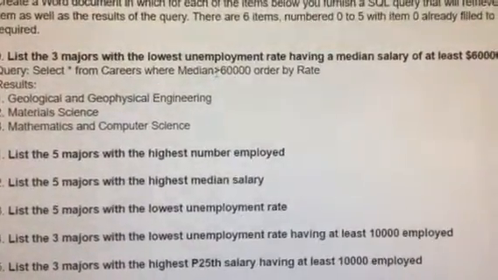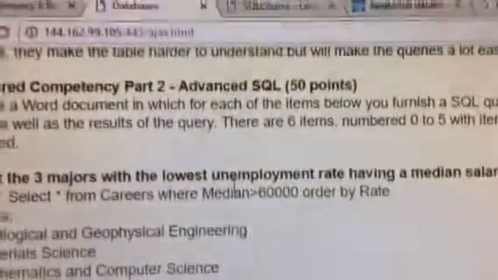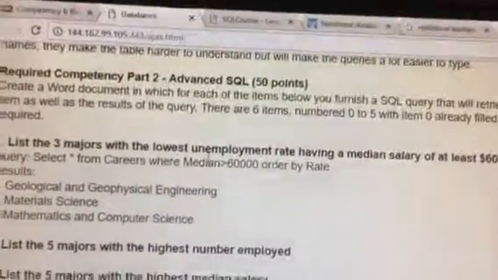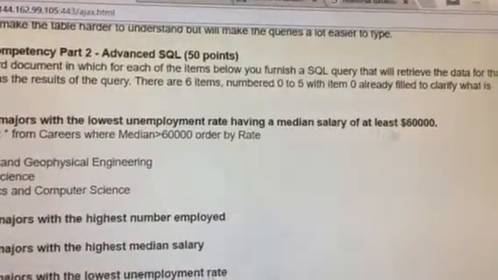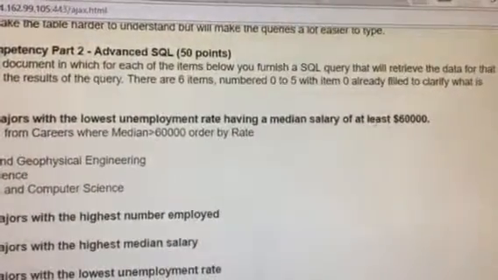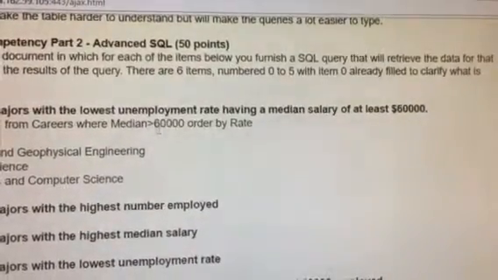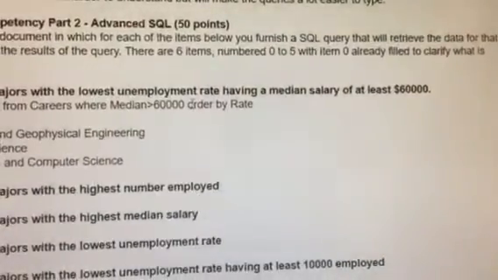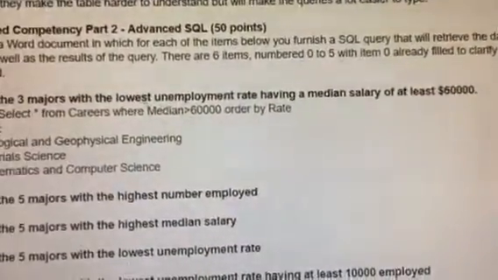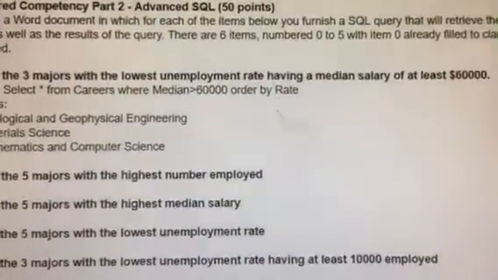Where, in this case, we have what we call a conditional statement, and that's our where clause. We want to know only the ones where the median is greater than $60,000. Whenever you see the words at least, we're going to use our greater than symbol. And it's at least $60,000. Now here's the tricky part. It said with the lowest unemployment rate, so we want to order by rate.